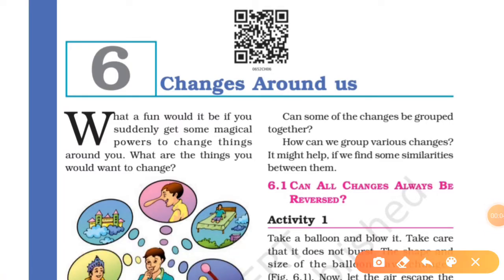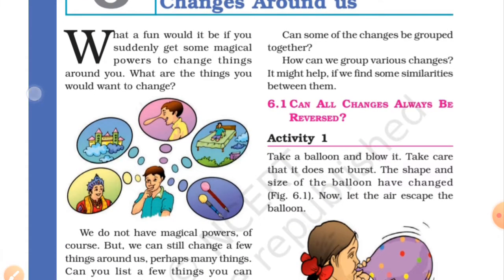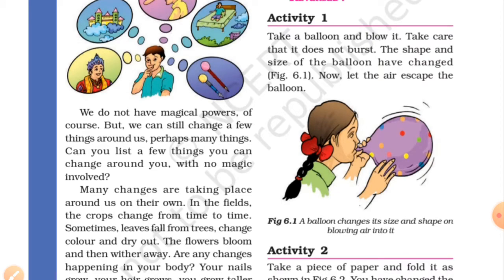Today I am going to tell you Chapter 6 of the NCERT Class 6 Science book. The topic of our chapter is Changes Around Us. We know that there are many changes around us, some which can be reversed and some which cannot be reversed.